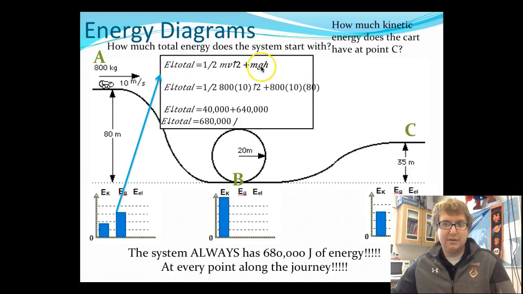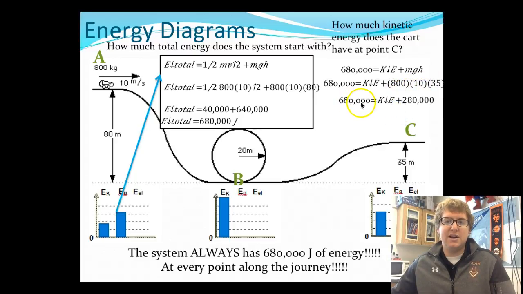We know our height. We know gravity is still 10. We know the mass of the object is still 800. So we know mgh. And so really, whatever number this is, that's going to be what's left. Okay? So 680,000 equals our kinetic energy, plus our mass times our gravity times our height, which is 800 times 10 times 35. We get 680,000 joules equals our kinetic energy plus our gravitational energy, which is 280,000 joules. We subtract 280,000, and our kinetic energy is 400,000 joules.